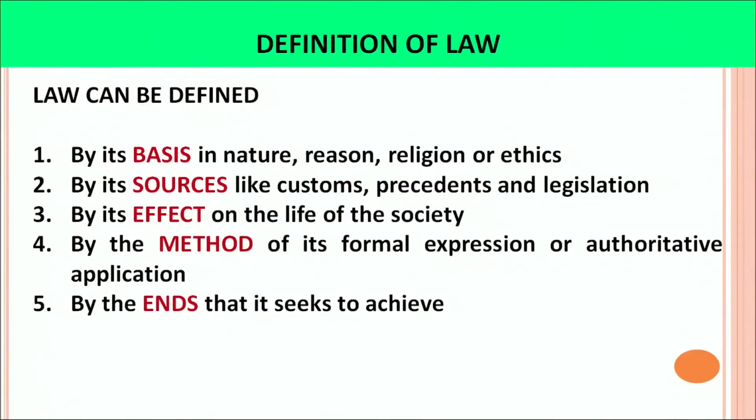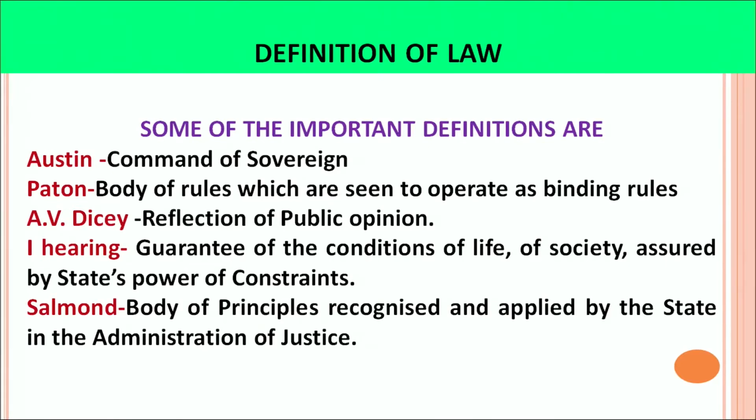Others are of the opinion that law can be defined on the basis of the method of its formal expression or authoritative application. And lastly, it can be defined on the basis of the ends that it seeks to achieve. So these are the various yardsticks or parameters on the basis of which the term law can be defined. It can be on the basis of the source, effect, method, and the ends that it seeks to achieve. So there are various definitions of law which are propounded by various renowned jurists from around the world. Some of the important definitions are given on the screen.